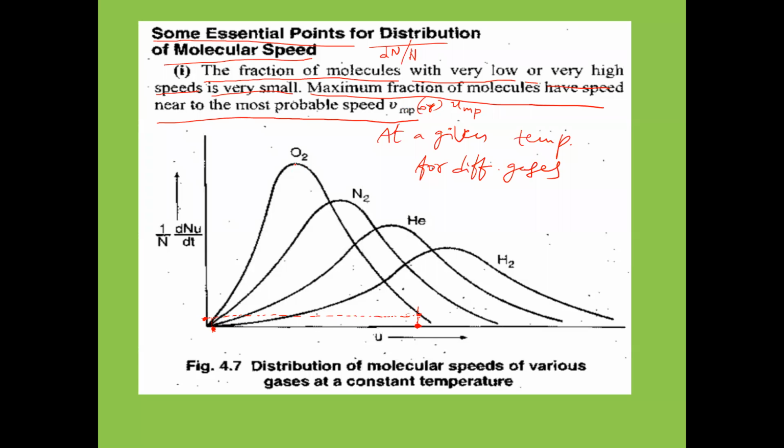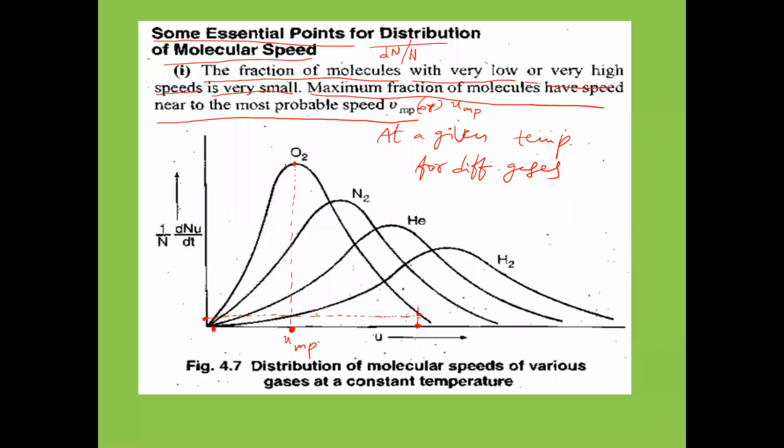Now here, this is the highest point of the peak. This highest point of the peak indicates which magnitude here, RMS velocity or most probable velocity? It is the most probable speed of oxygen. From the height of this peak, we have to take the dotted line towards the X-axis. Now this point will give the value of the most probable velocity of oxygen.